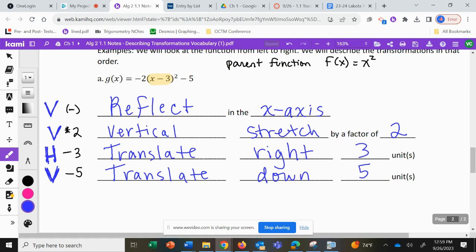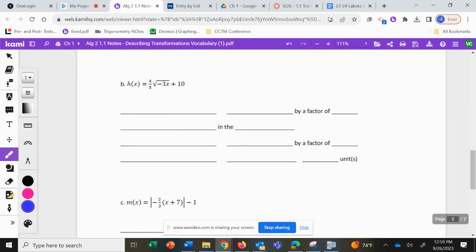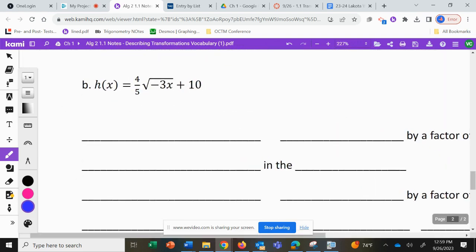Okay, we're just going to do a few more examples. So if you get stuck, you have an example to look at when you're stuck. All right, so here's example B. I'm going to highlight the inside of the parent function. My parent function for this one is square root. It would be like f of x equals square root x. So anything that is not square root x is a transformation.